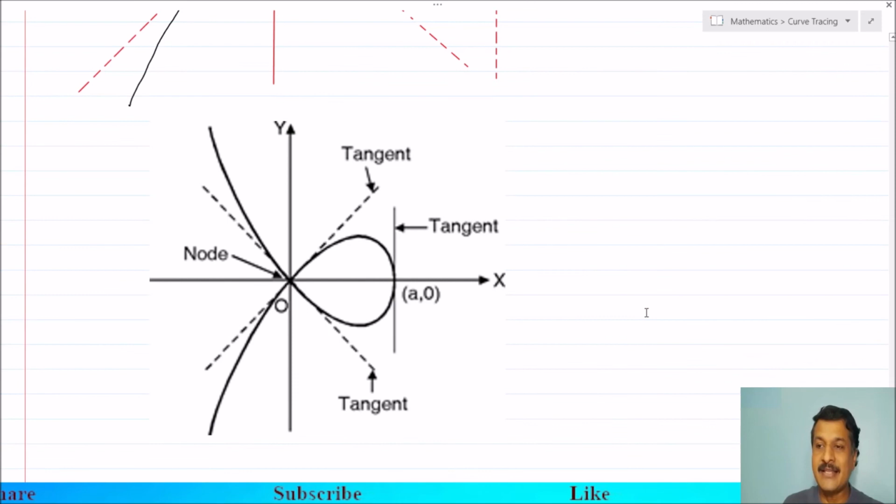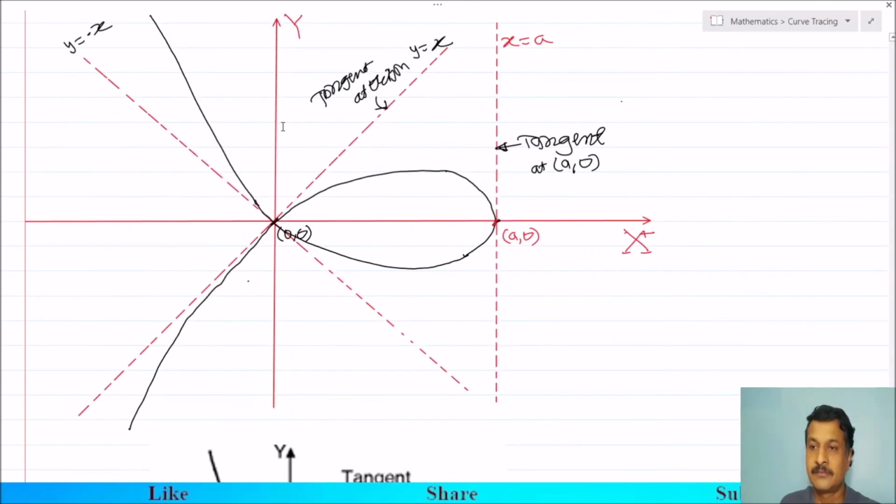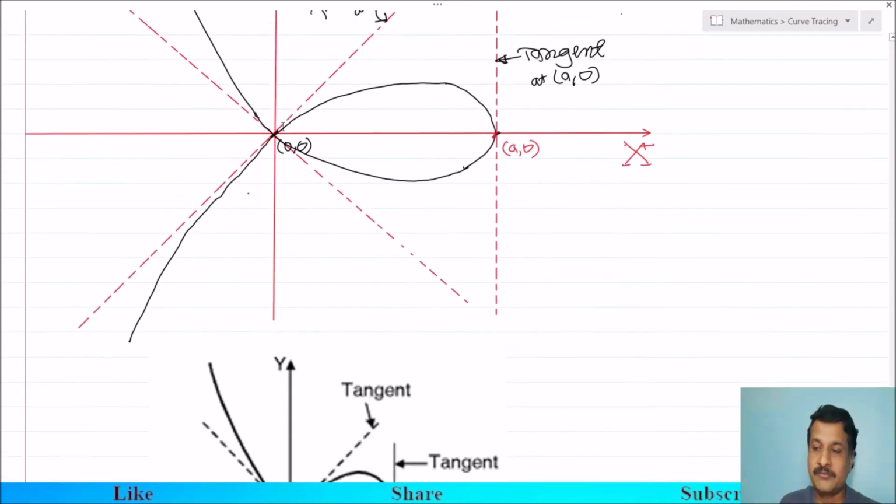Here are the tangents: this tangent at the origin, and the tangent at point (a, 0). This is a node. We know that a double point is said to be a node if the tangents at that point are real and distinct. So here is your final curve.